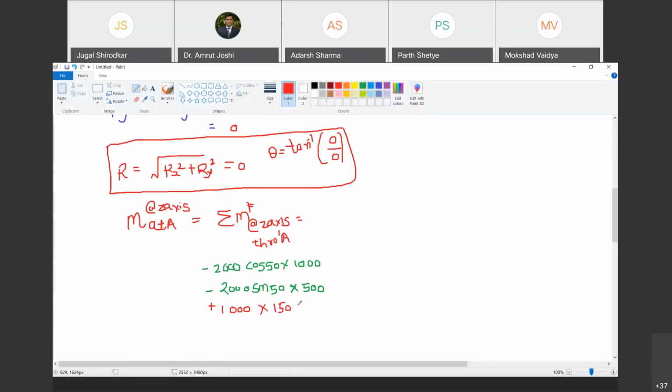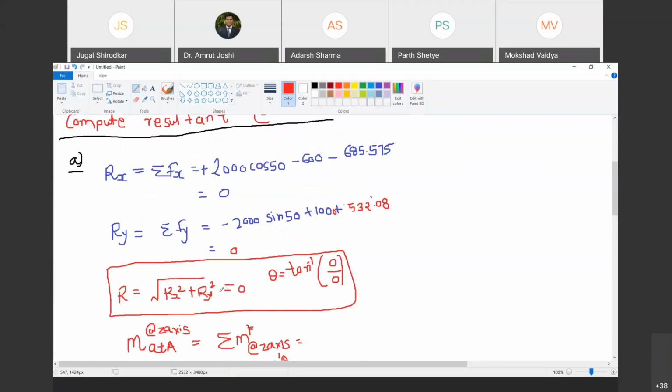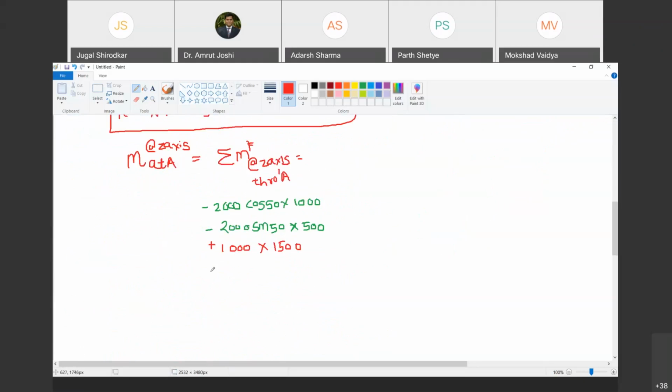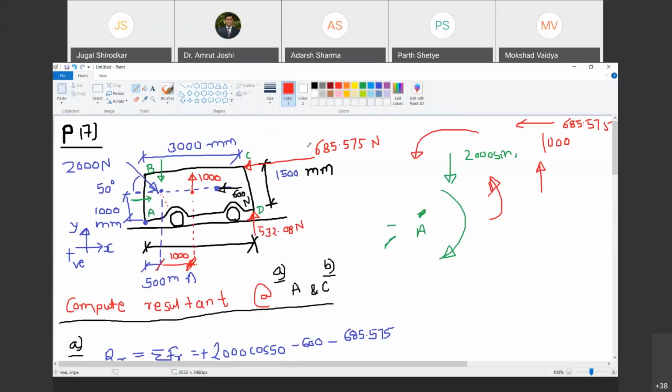Yeah, somebody was speaking. Any doubt? Okay, let's go ahead. So 1000 multiplied by 1500. Now what about this 685? This is 685.575. Do you agree with me? Yes, sir. What kind of moment does it produce about A? Anti-clockwise. Therefore, I'm going to call this as positive. And what is the magnitude of moment? 685.575 into 1500. Are you with me?